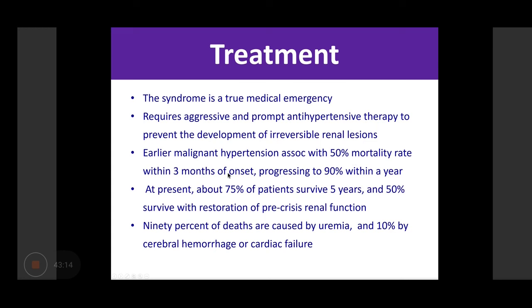Almost 50% of patients will expire within the first 3 months of presentation of the disease, which progresses to 90% within a year. Whatever few are left behind will eventually develop either chronic renal failure, cerebral hemorrhage, or cardiac failure.